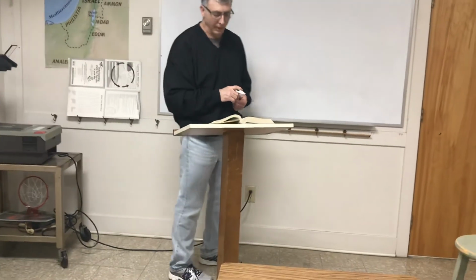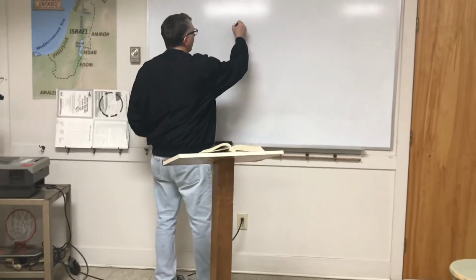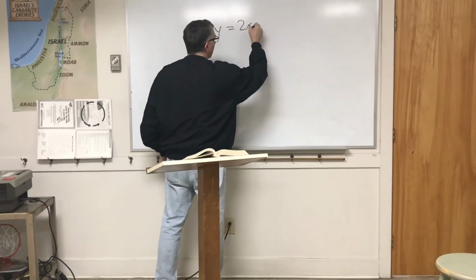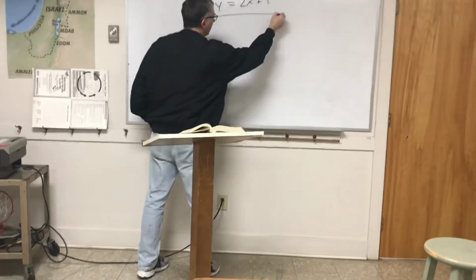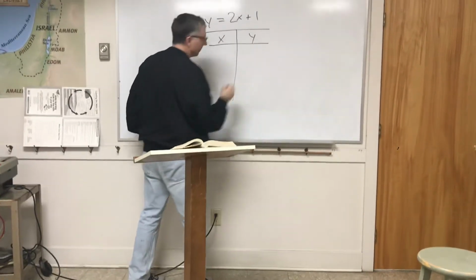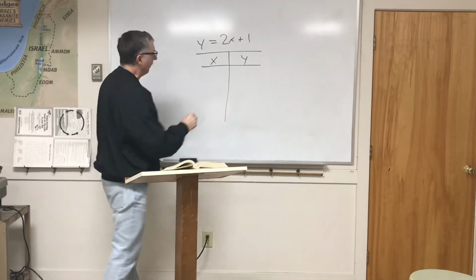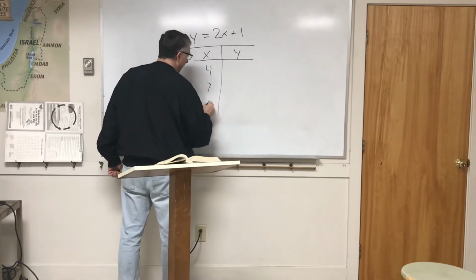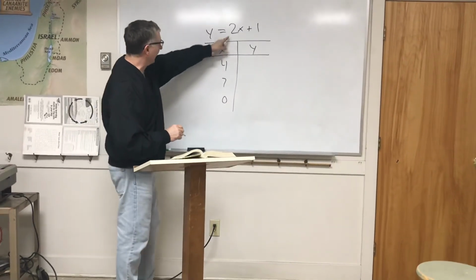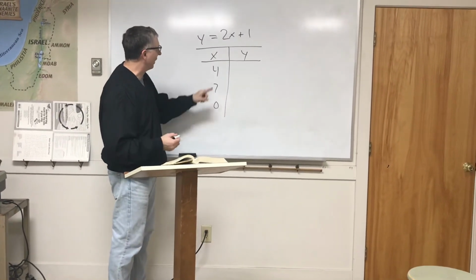Find the missing numbers in this function. Your problem will look like this. y is equal to 2x plus 1. And so I have x and y, and I have 4, 7, and 0. Okay, so what I need to do here, I'm given x, right? And so I need to find y.